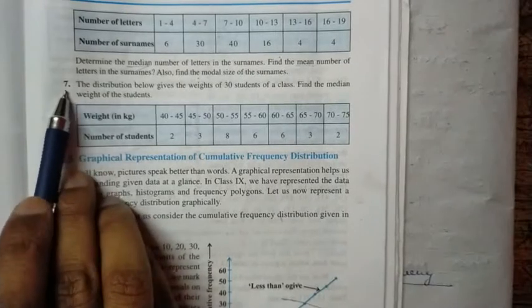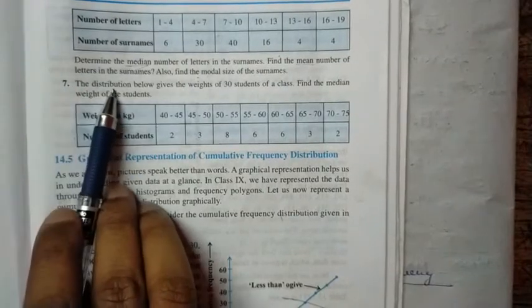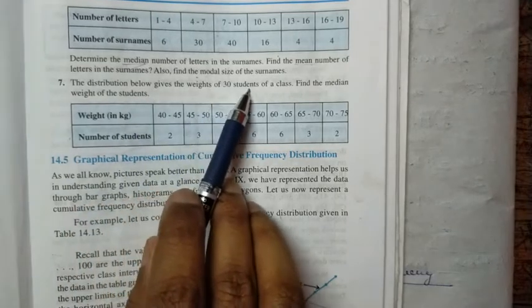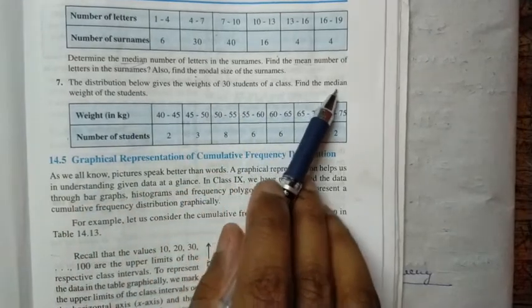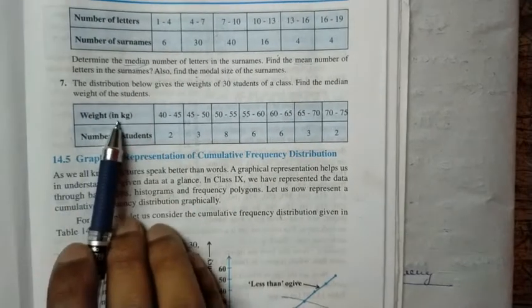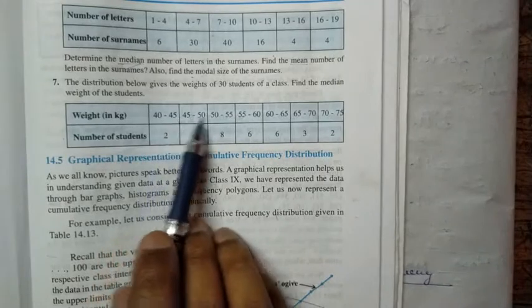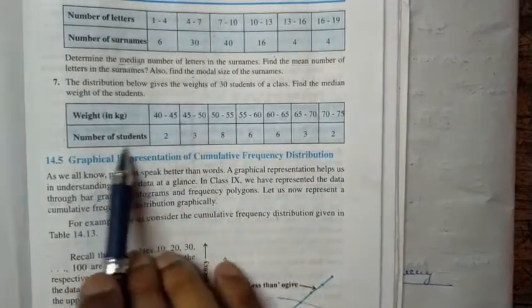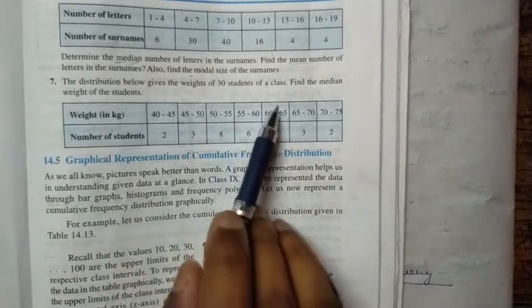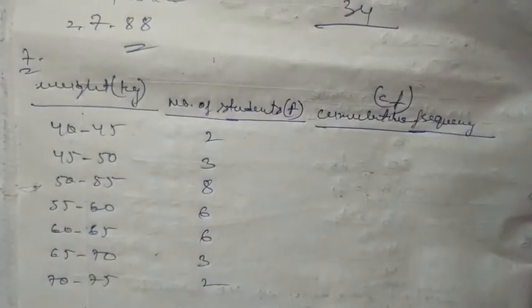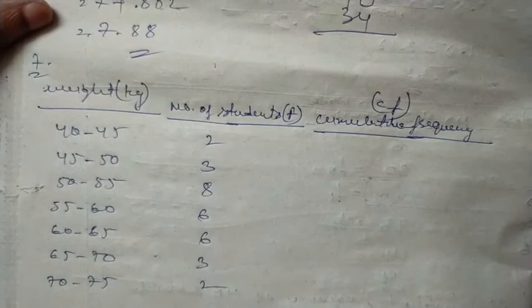We'll do question number 7 now. The distribution below gives the weight of 30 students of a class. Find the median weight of the students. Weight in kg is the class interval, and this is the number of students. We are going to find the median. This is question number 7, which I have already written here.